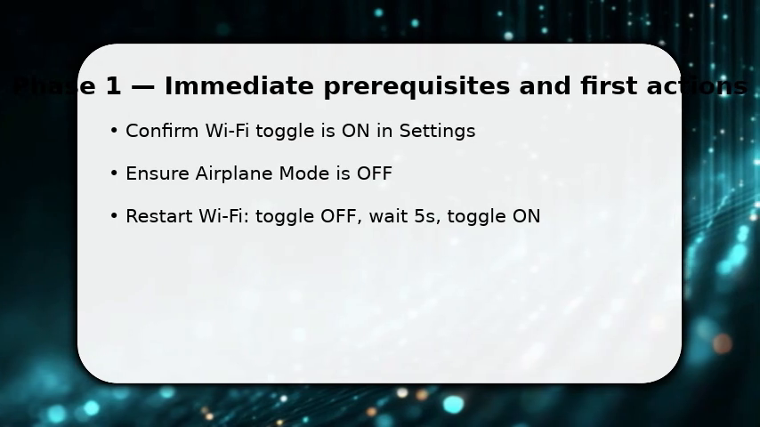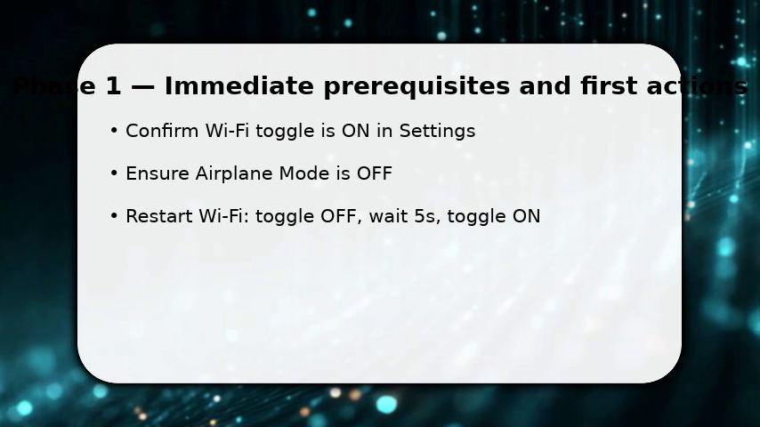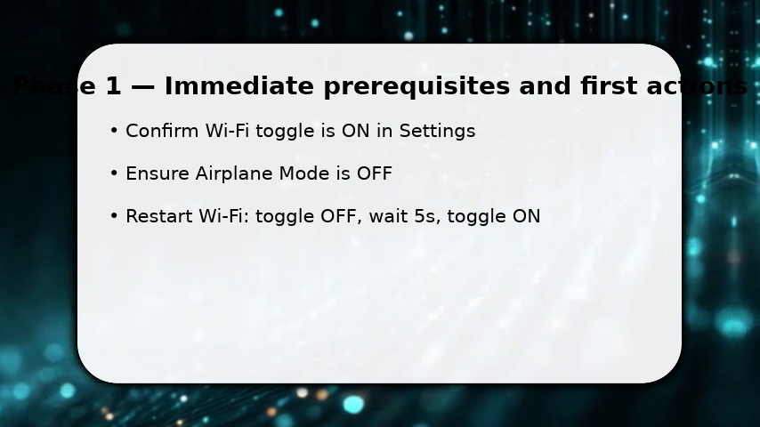You start by checking the basics that matter. Open settings and confirm Wi-Fi is on and airplane mode is OFF. These prevent a limited connection.